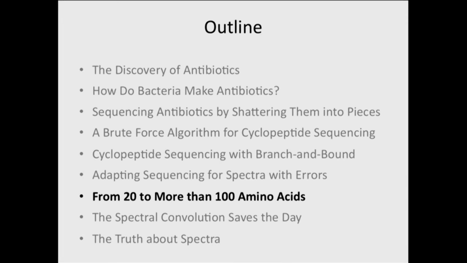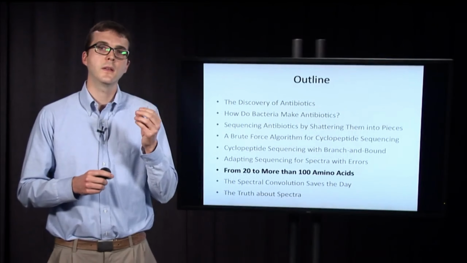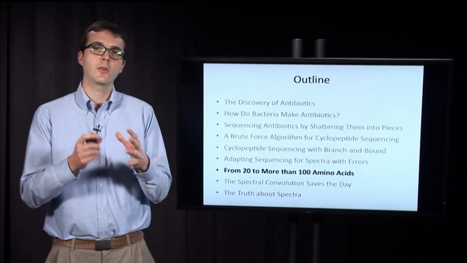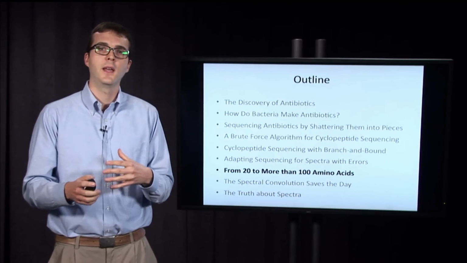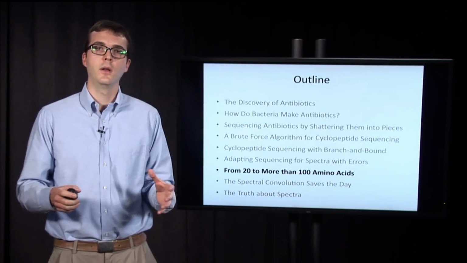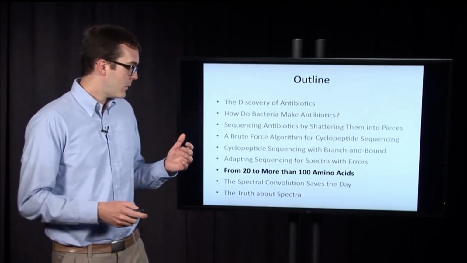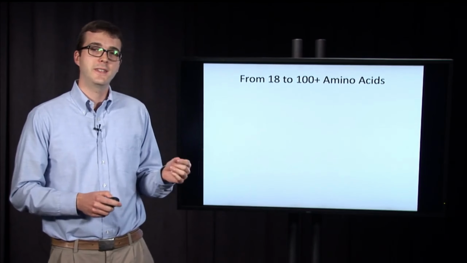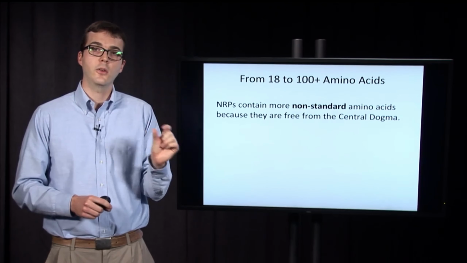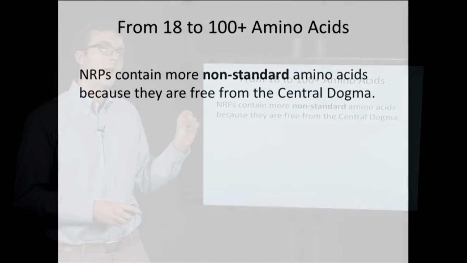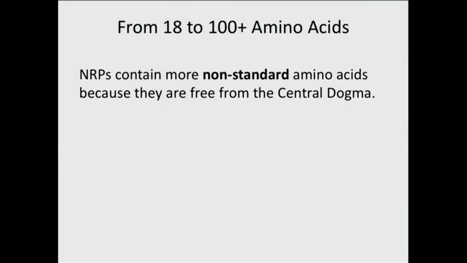So in the last section, we saw that our new algorithm, based off of the leaderboard and cut method, worked well on a spectrum that was close to the correct theoretical spectrum. But once we had 25% false and missing masses, it didn't reconstruct the correct tyrosine B1 peptide. I want to add some more bad news to that in this section, which is that these NRPs, these non-ribosomal peptides, including tyrosine B1, in practice will contain more non-standard amino acids that are outside of the standard genetic code. And this is because they're outside of the central dogma.